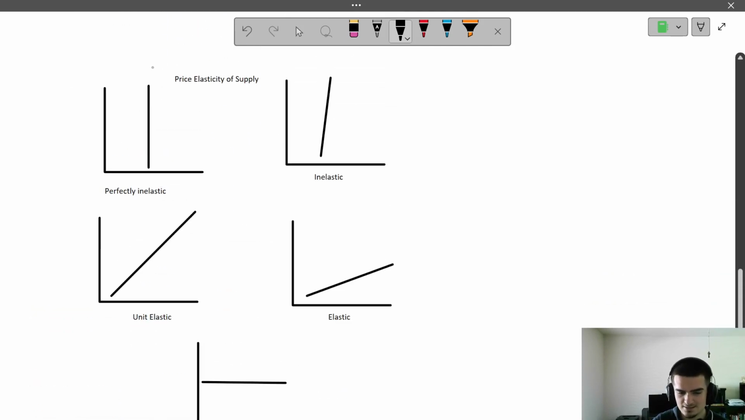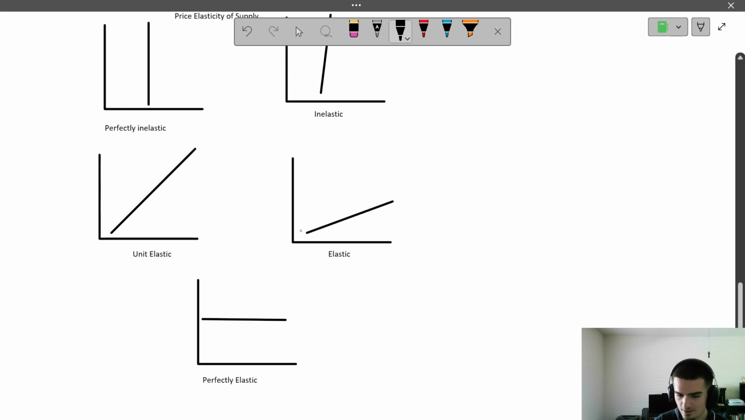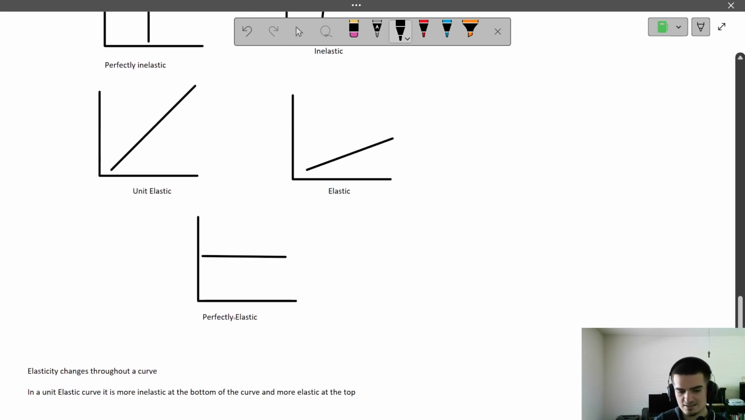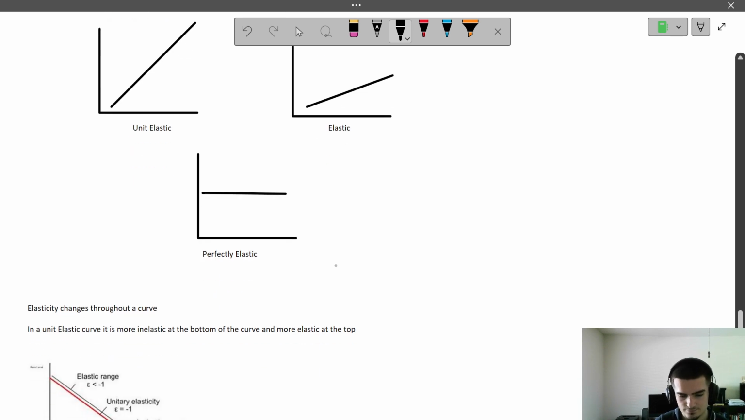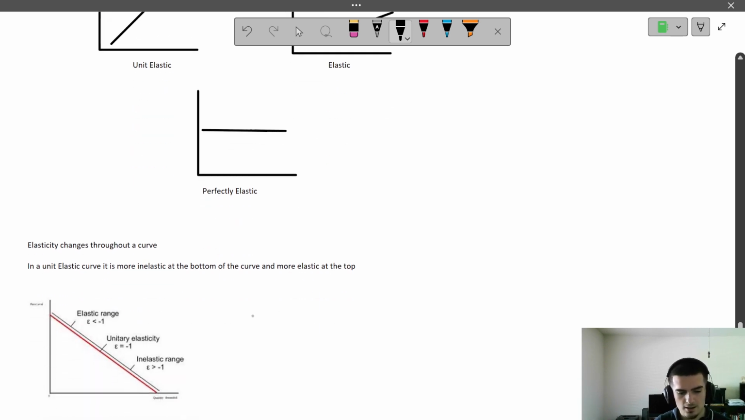But this is what the graph looks like for supply. Perfectly inelastic is a vertical line. Inelastic is a steep, upward sloping line. Unitary elastic is like a 1-to-1 ratio. We can see right here it's about the same price and quantity. Elastic is a pretty flat, but not quite flat, upward sloping supply curve, and perfectly elastic is a flat supply curve.